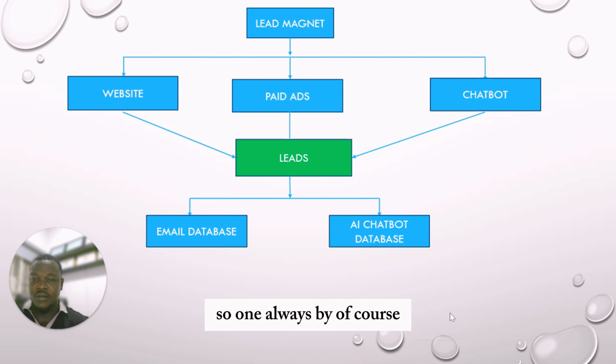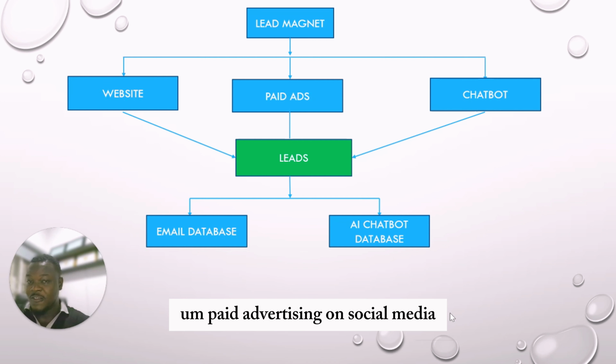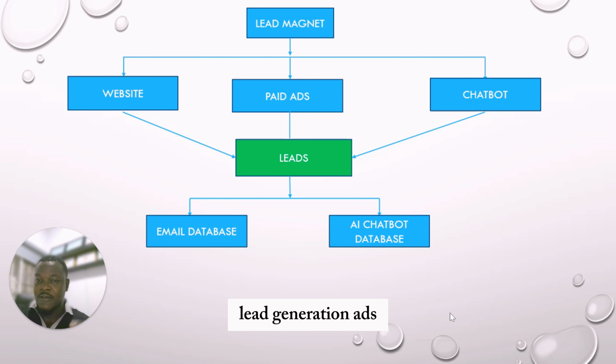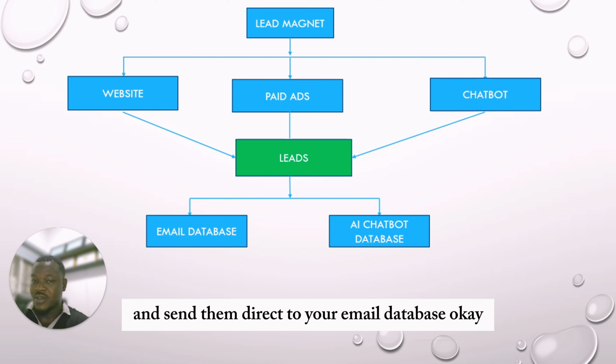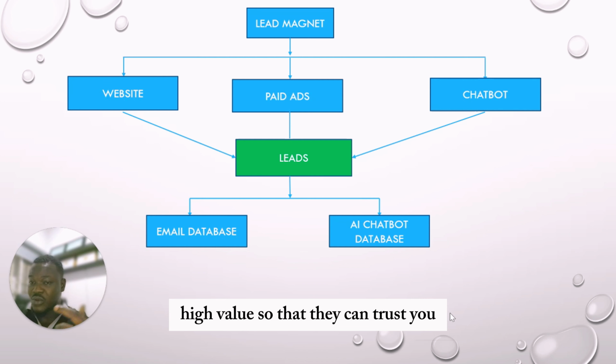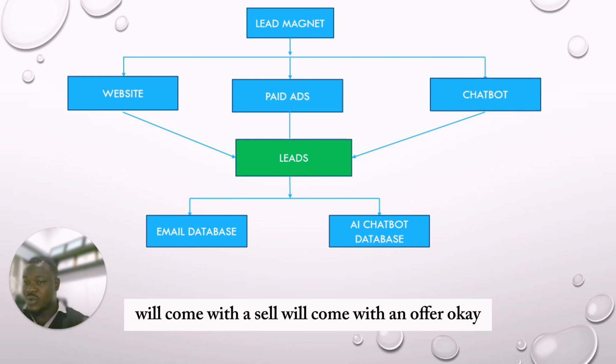One way is, if you're using the lead generation system through paid advertising on social media, you can easily get the leads from these lead generation ads and send them directly to your email database. That way you can start reaching out to them, sending them newsletters and emails that contain benefits and a lot of high value, so that they can trust you. And of course, one or two emails in that sequence will come with a sell, with an offer.